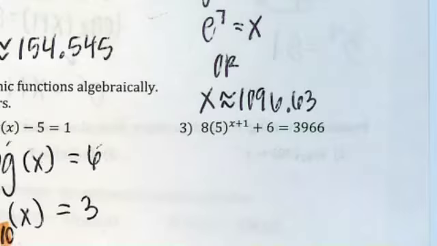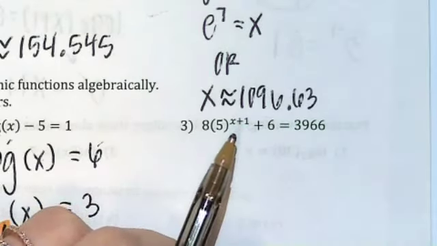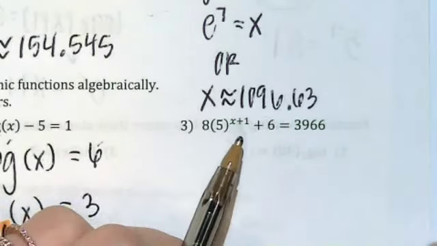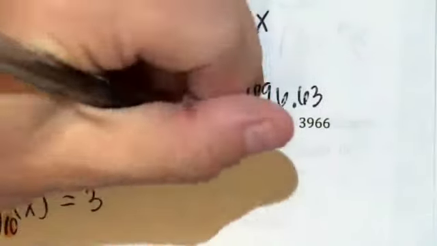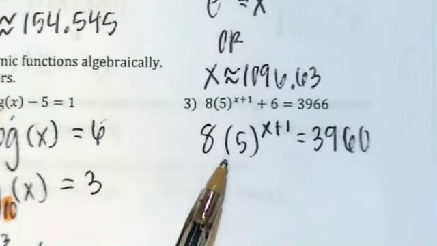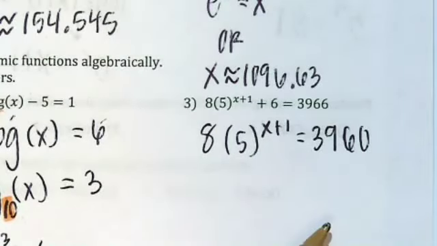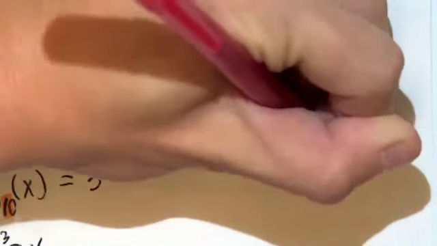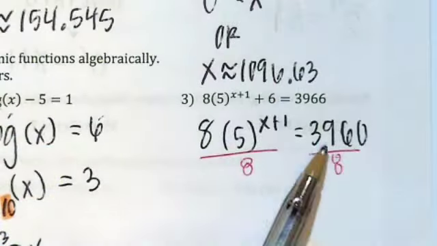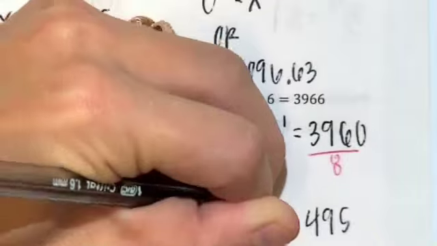Again, I want to get all this stuff away from 5 to the x plus 1. So I'm going to move the 6. If I move the 6 to the other side, I will be subtracting it. So I'll get 3,960. And then I want to get rid of this 8. To get rid of this 8, I'm going to divide. So if I divide both sides by 8, 3,960 divided by 8 is 495.